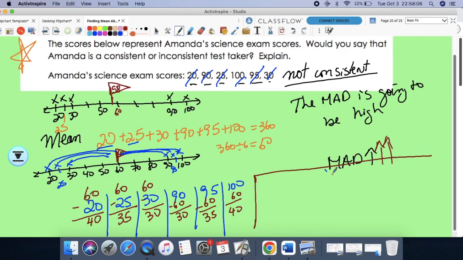So finally we get to find the MAD. To find the MAD, we have to add these numbers. 40 plus 35 plus 30 plus 30 plus 35 plus 40. Let's add them up. Enter. We get 210. I'm going to take 210 divided by 6, and we get 35.